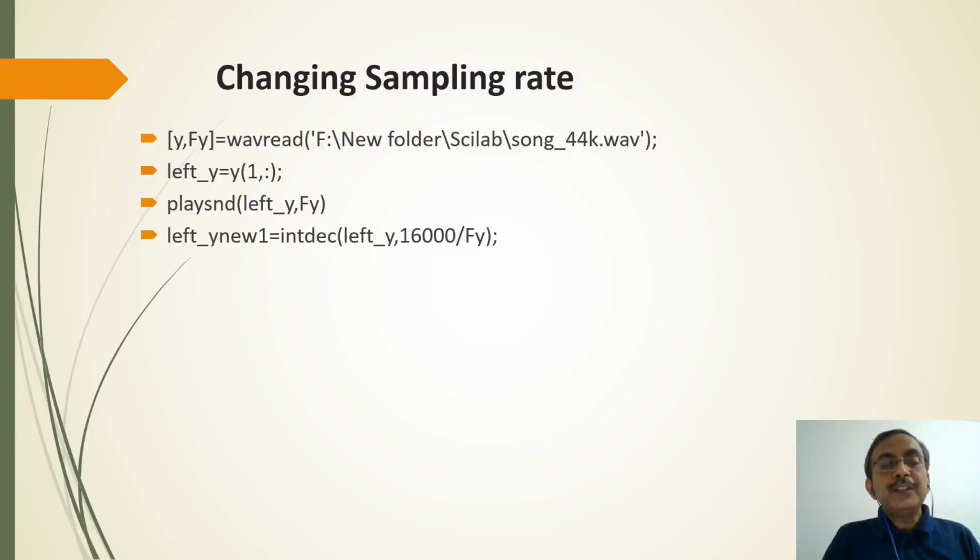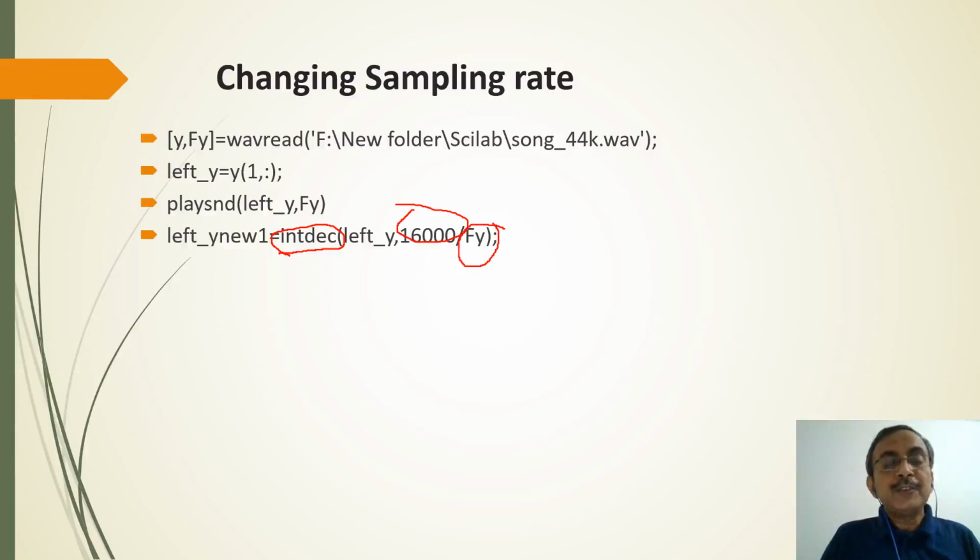Now if we want to change the sampling rate, let us say from 44.1 kilohertz to 16 kilohertz, then we can use the command intdec. That means we do our interpolation and decimation, whatever we want to do, of the signal that is left channel y, and we want to have the desired sampling frequency of 16 kilohertz. Earlier the sampling frequency was fy.